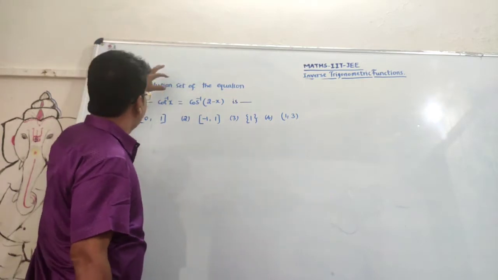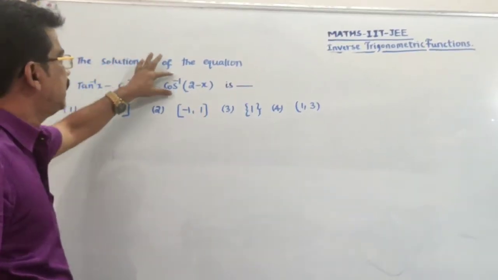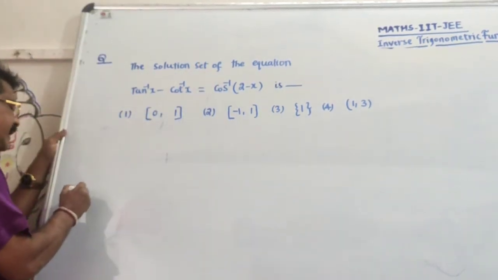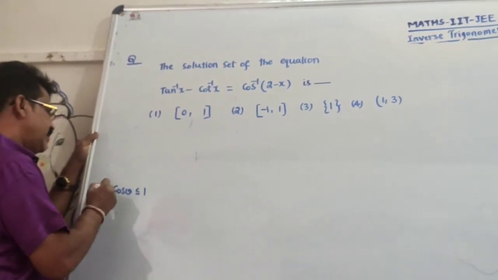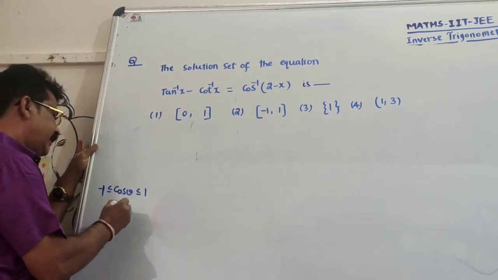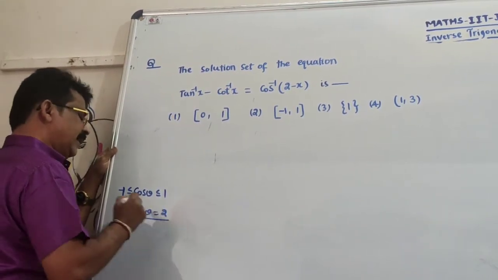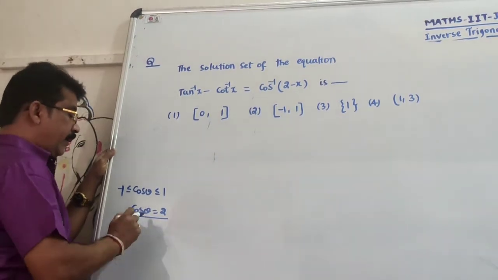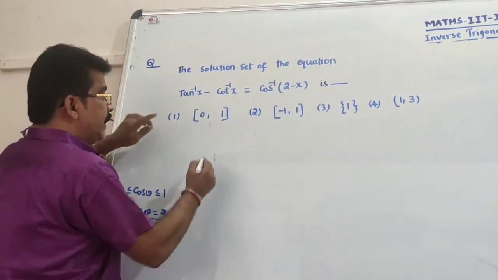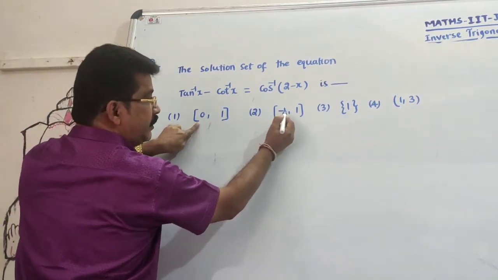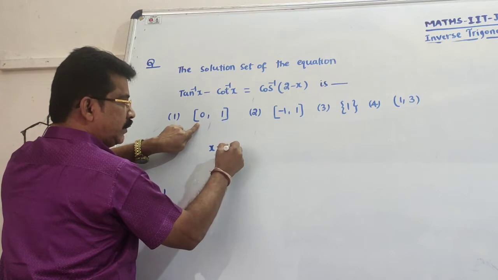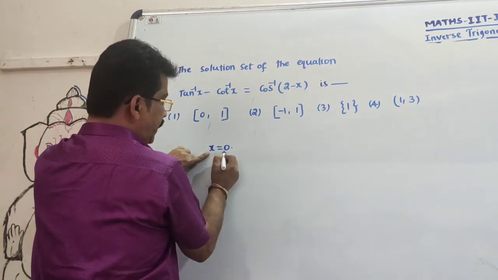The solution set of the equation tan inverse x minus cot inverse x equal to cos inverse of (2 minus x). Already we know that cos theta always lies between plus 1 and minus 1. And we don't have a solution for the equation cos theta equal to 2, because it is beyond the limits, greater than 1. That's why 0 is here and 0 is also here in this interval. That's why first take x equal to 0. So put x equal to 0.